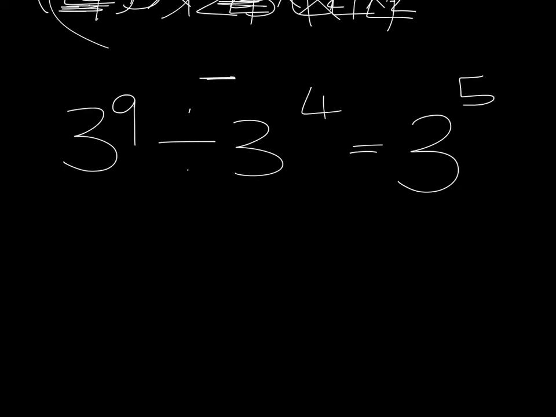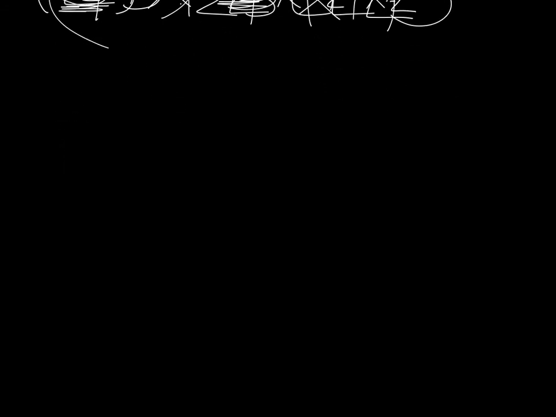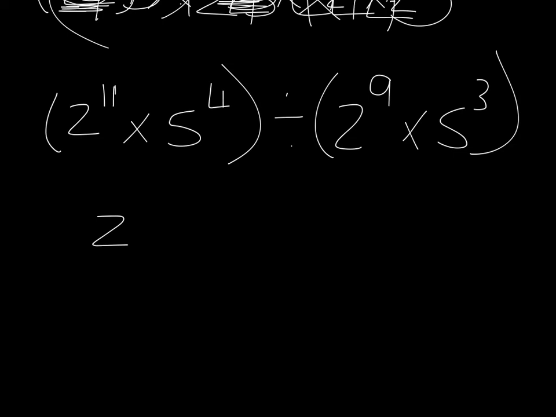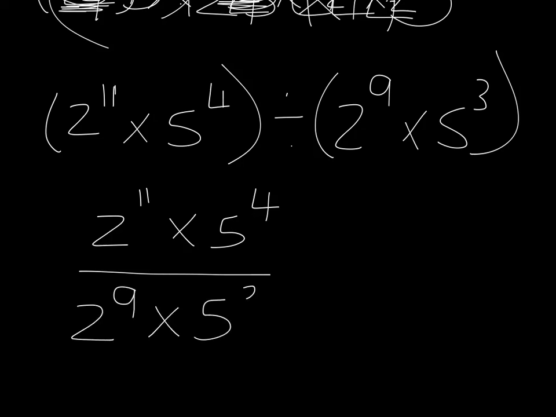Okay. Now, if we have something that's a little bit different, so the bases are not the same. So let's look at this example. We've got, in brackets, 2 to the power of 11, times by 5 to the power of 4, divided by 2 to the power of 9, times by 5 to the power of 3. Now, are the bases the same? No, they're not. Right. First thing you do is you make it into a fraction. So you go 2 to the power of 11 times by 5 to the power of 4 divided by 2 to the power of 9 times by 5 to the power of 3.